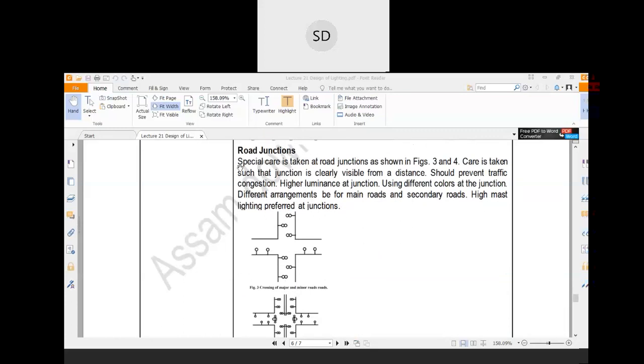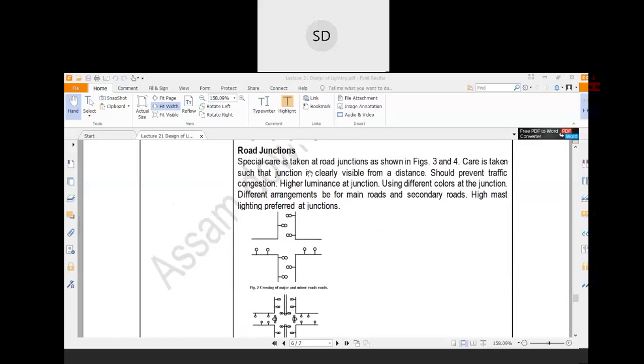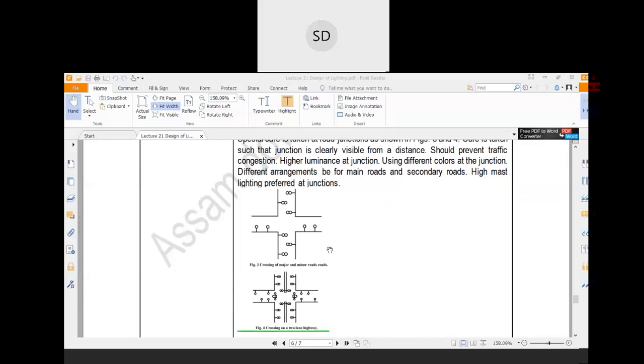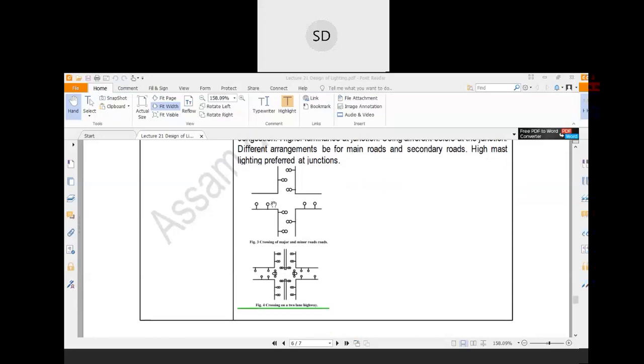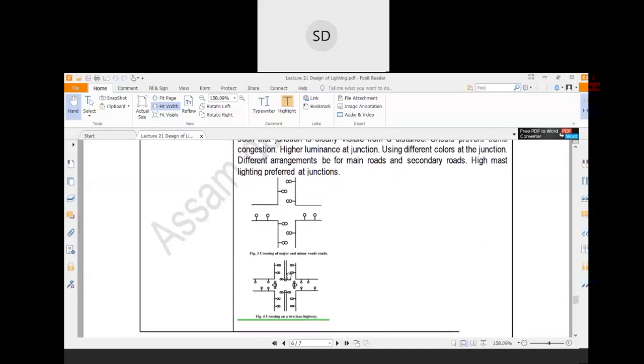Now, road junctions: special care is taken at road junctions, as shown in the figure. Care is taken such that the junction is clearly visible from a distance, should prevent traffic congestion, higher luminance at the junction, using different colors at the junction, and different arrangements for main roads and secondary roads. These are the different arrangements of road lighting in the intersection area. This is for the intersection area where no island is there, and this is for the intersection where a traffic island is provided.